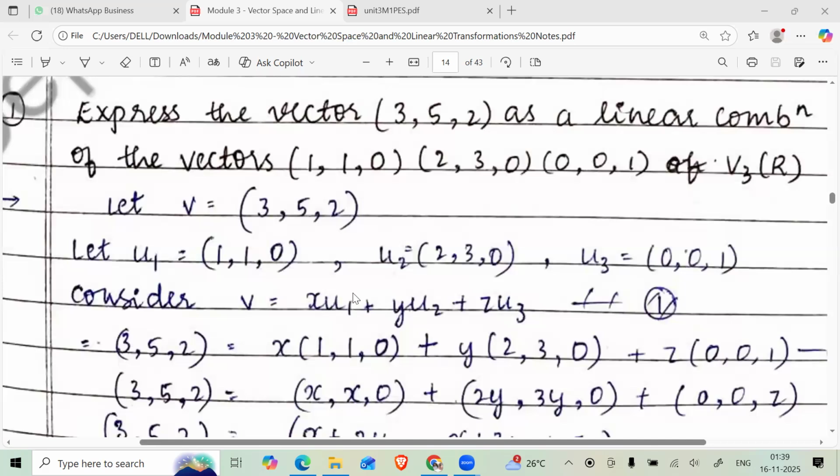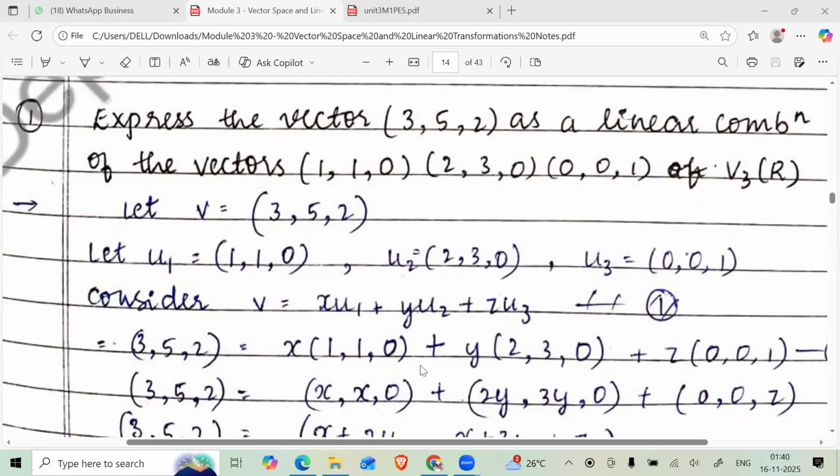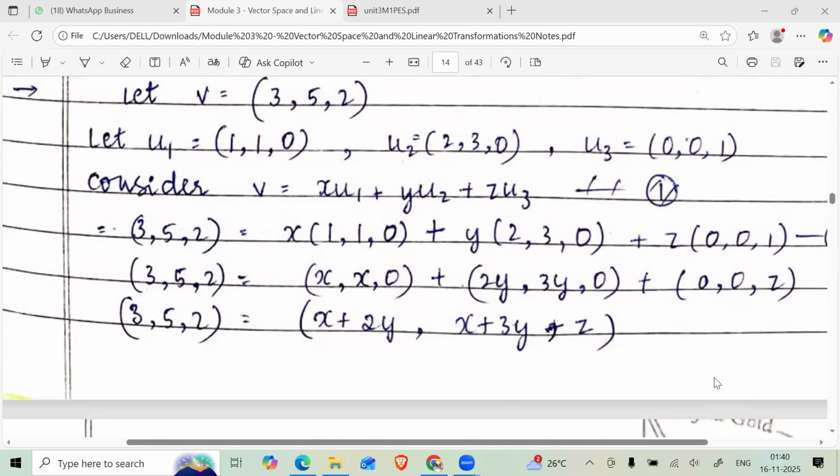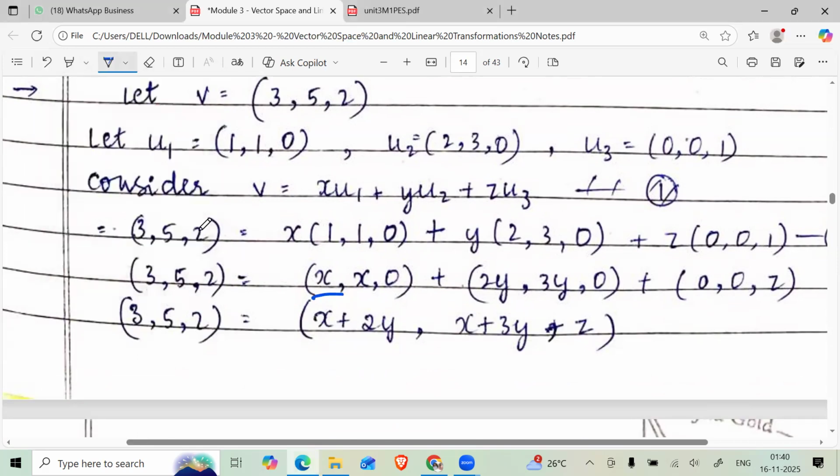So what is my U1? (1, 1, 0). Substitute here, (2, 3, 0), (0, 0, 1). Then multiply this x throughout, y throughout to this. So y into 2, 2y. y into 3, 3y. Similarly for z also. Then add the first terms. Let me just mark it for you. x, 2y, and 0, so x plus 2y. x, 3y, and 0, x plus 3y. Then 0, 0, z. That is z.